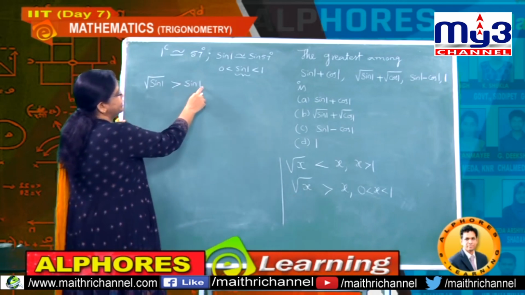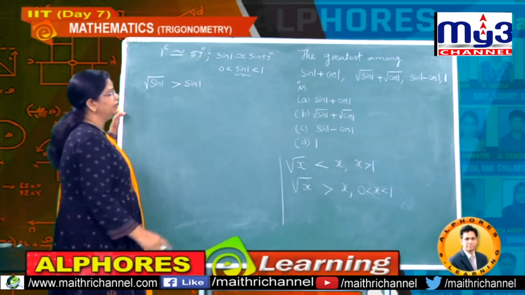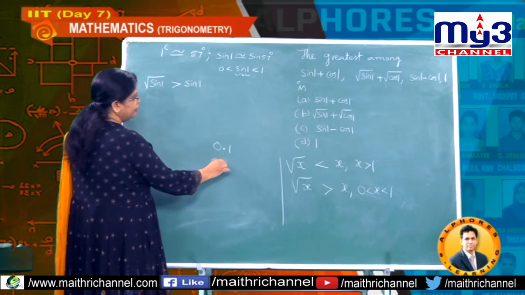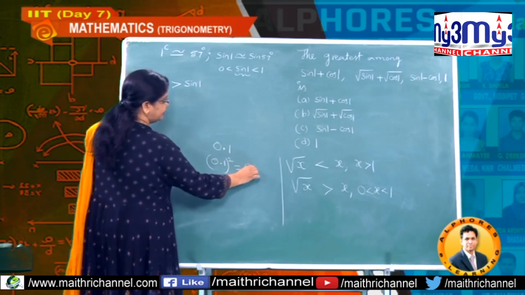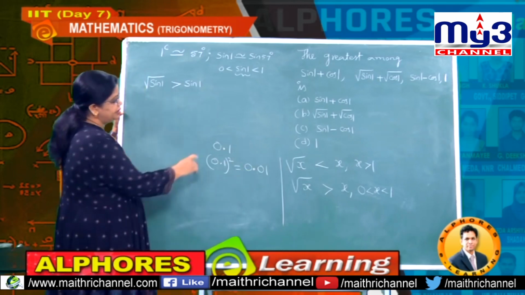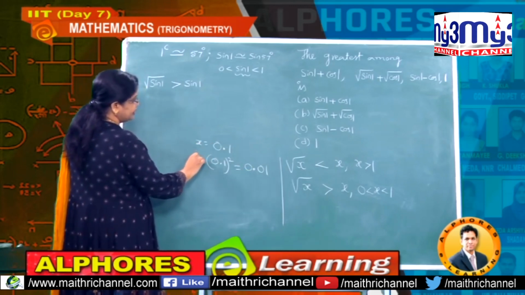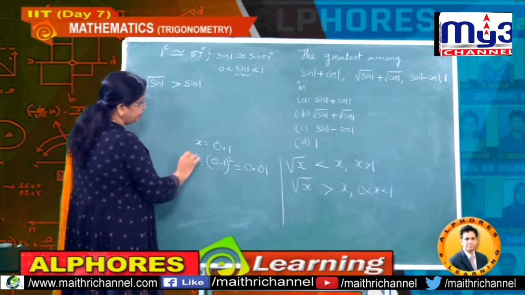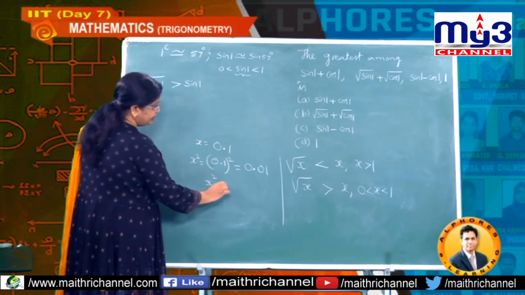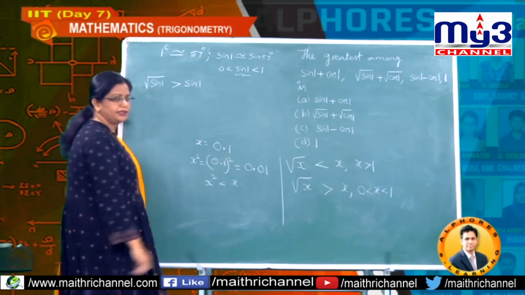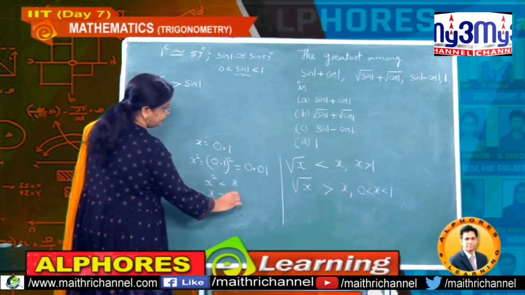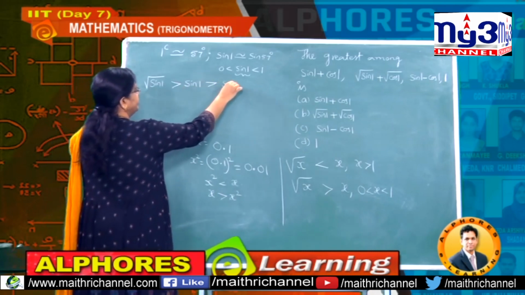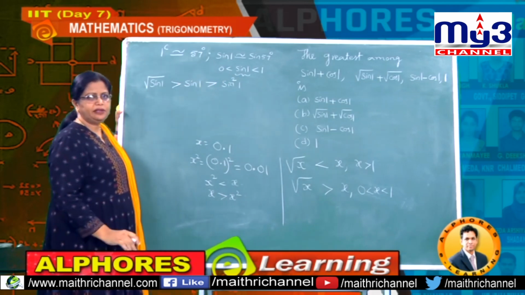Then, what about the relation between sine 1 and sine square 1? If I take 0.1, a value less than 1, then 0.1 whole square is 0.01. Suppose this is x and this is our x square. When x is less than 1, x square is always less than x. That implies x is greater than x square. Therefore, sine 1 is greater than sine square 1. Got it, students, clear till here?